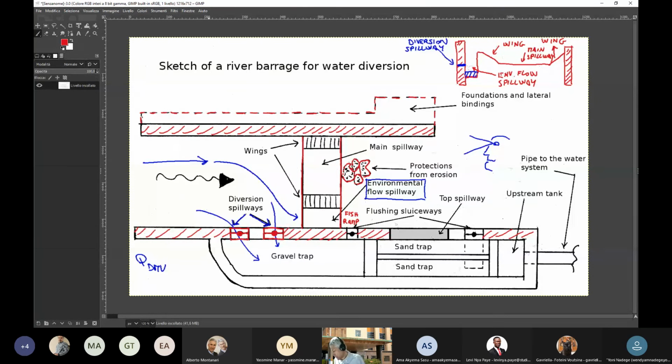Okay, so what happens to the diverted water, as I said? The diverted water goes into this tank. By the way, this is the tank which I showed you in the picture before. In the mountain barrage that I showed to you, there was that tank, you remember? And the tank is called the gravel trap.